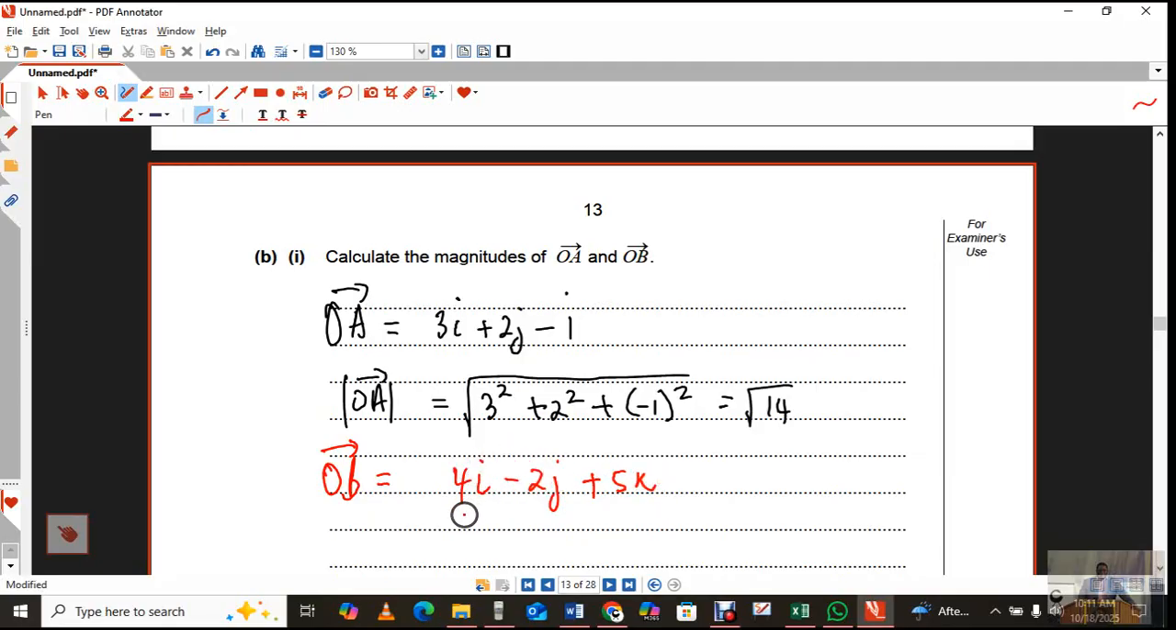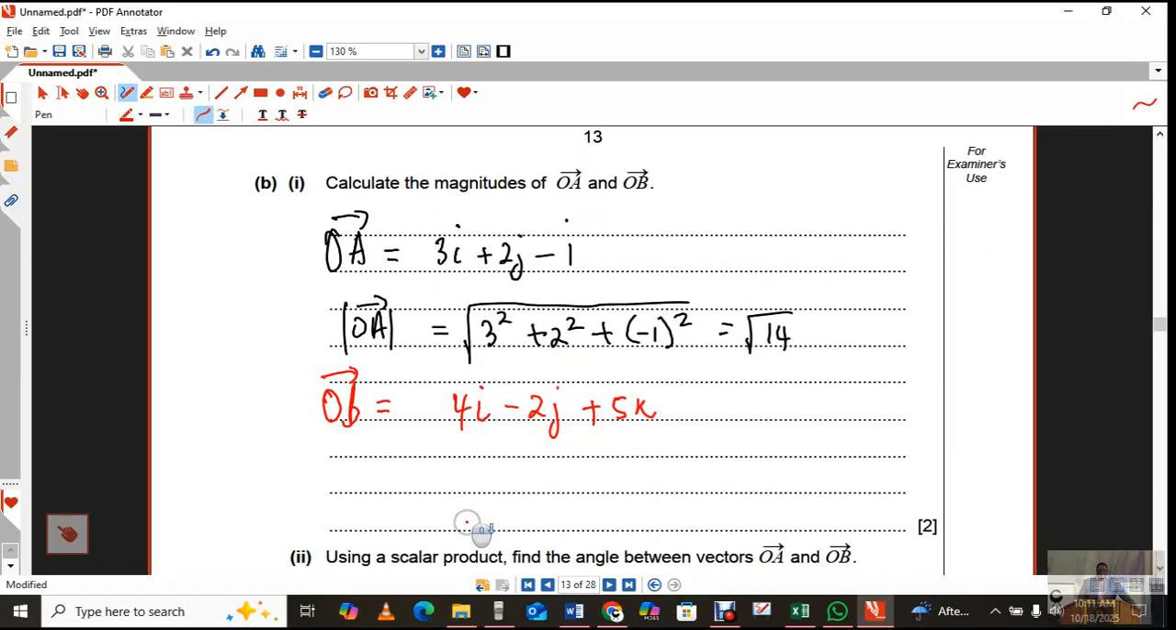Okay, that was OB. Then if you calculate its magnitude, the magnitude of OB would be 4 squared plus negative 2 squared plus 5 squared. Then we take the square root. In this particular case, I'm going to leave the answer in this form, square root of 45.